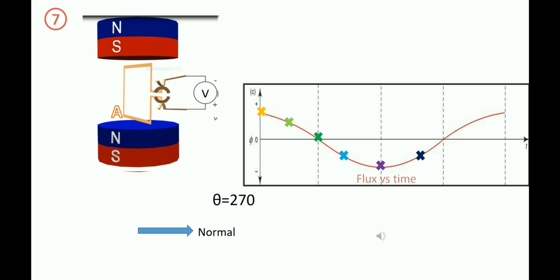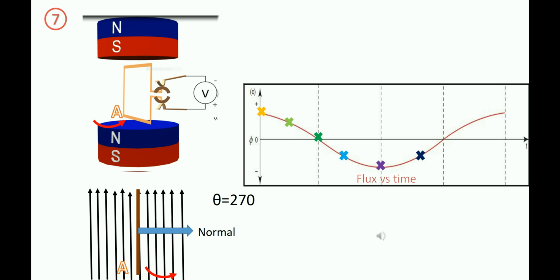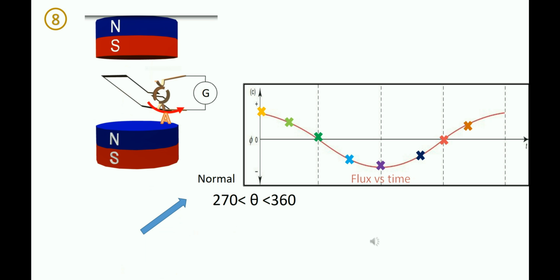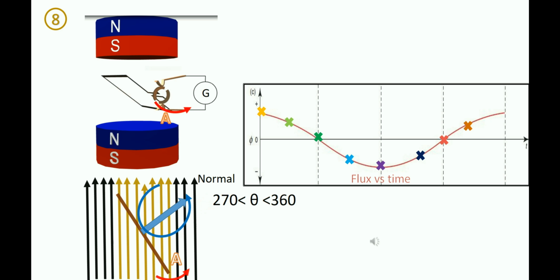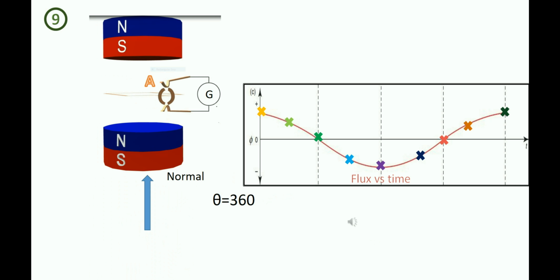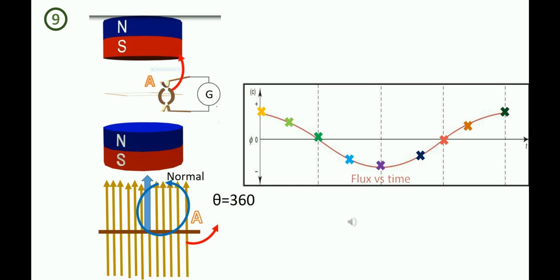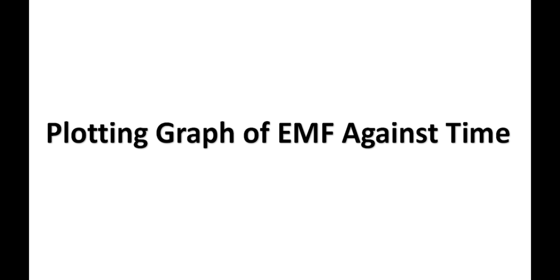When theta is 270 degrees, the coil is parallel to the magnetic field lines. The magnitude of magnetic flux is zero because no magnetic field line passes through the coil. After that, when theta increases from 270 to 360 degrees, the magnetic field lines cut by the coil increase, so the magnitude of magnetic flux increases. At 360 degrees, same as situation 1, the magnetic flux is maximum again as the coil is perpendicular to the magnetic field lines. Now let's recall the formula of EMF.